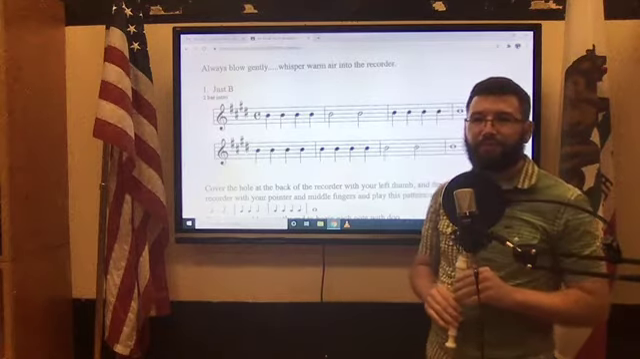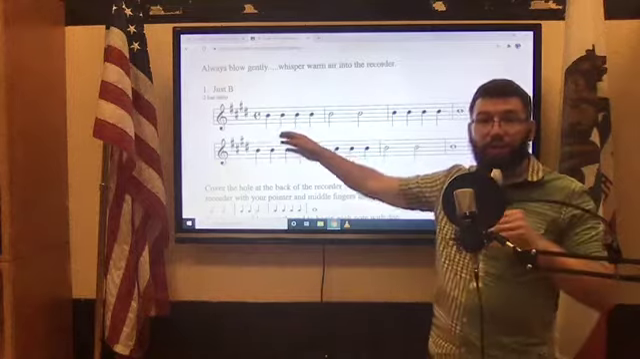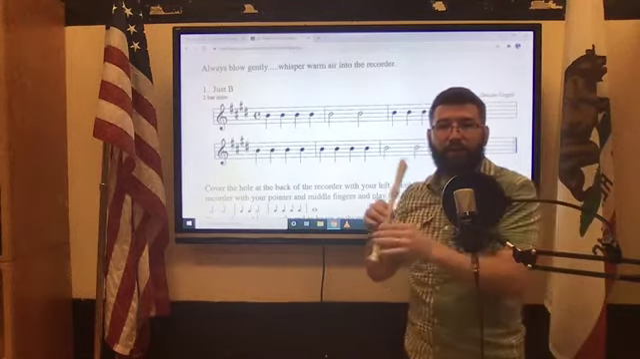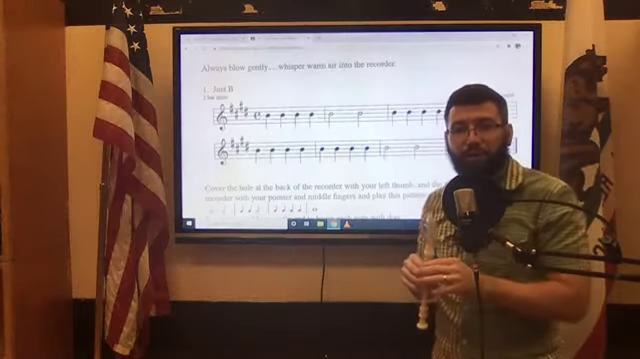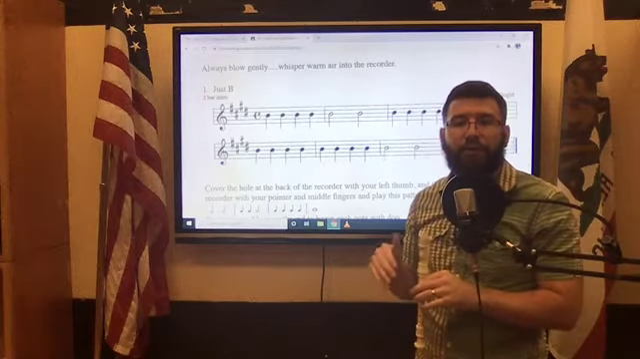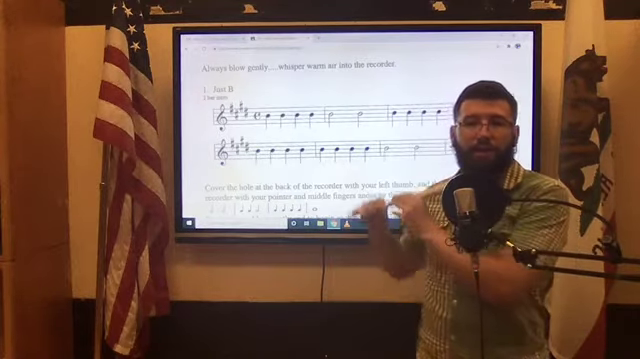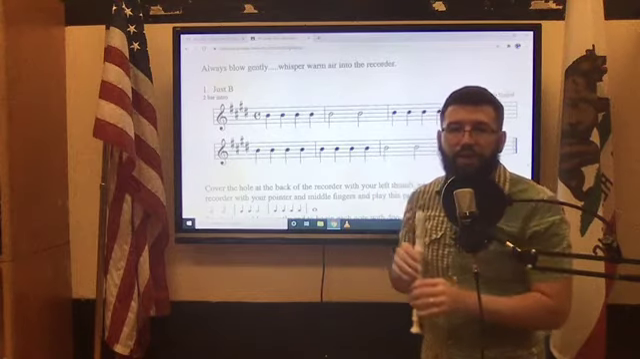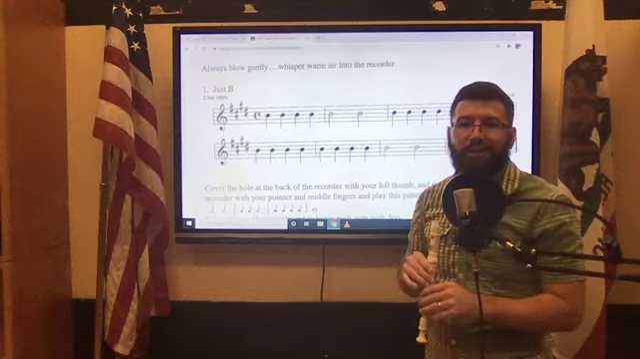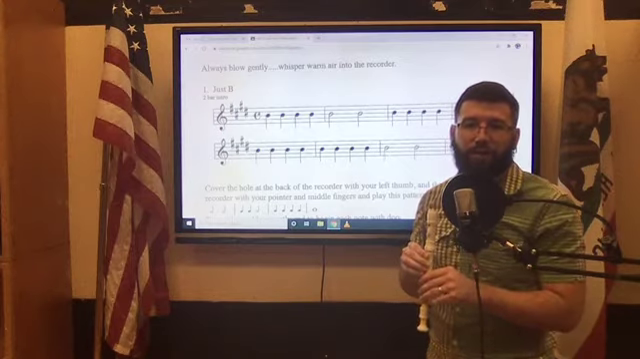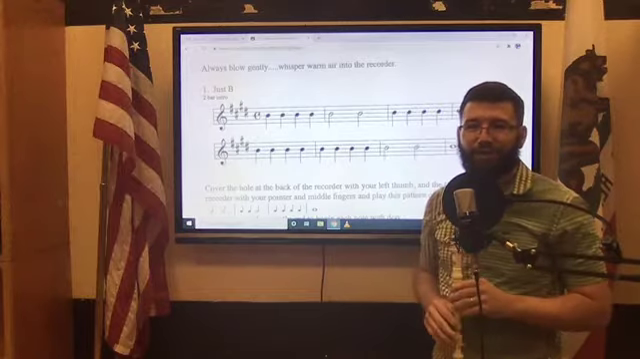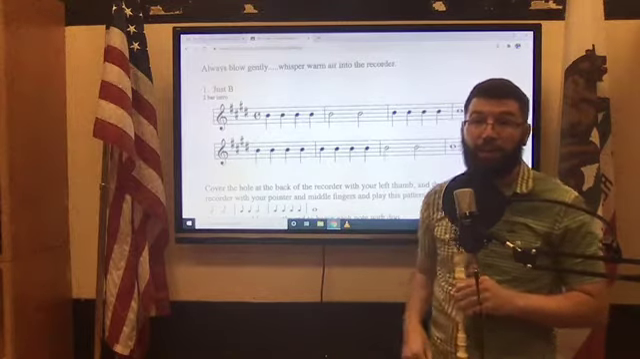Here we go. Let's go and play through the first song. Remember, right hand is down here, left hand is up here. Never have your right hand up here, because next year when you are all playing clarinets and saxophones and flutes, that is why we make sure the left hand is on top, because on those instruments, it's impossible to learn them with the right hand on top. So I want to make sure you understand that's why, on the recorder, we make sure the left hand is on top, because it'll help you with band next year.